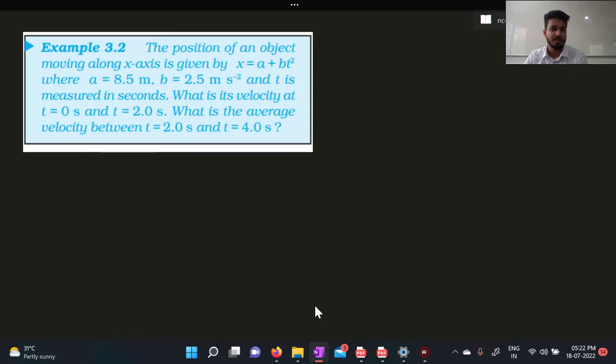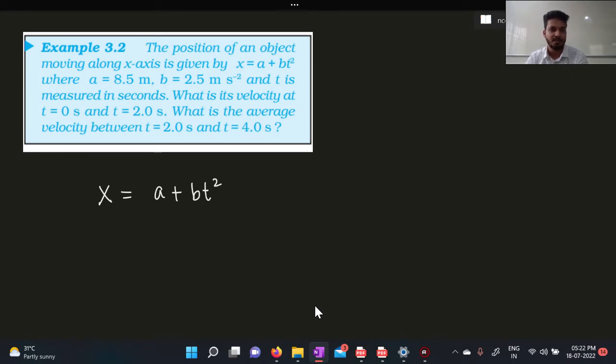The position of an object moving on the x-axis is given to us as a function of time. So displacement is given as a plus b t square. You should notice immediately that this displacement is not a constant, so I cannot find velocity by just dividing it by time. Since it's a function of time, it's a variable, we have to take help of calculus, and the operator that we are using from calculus is going to be differentiation.